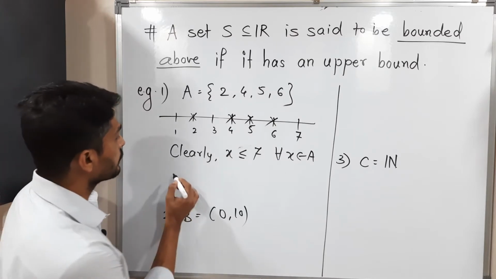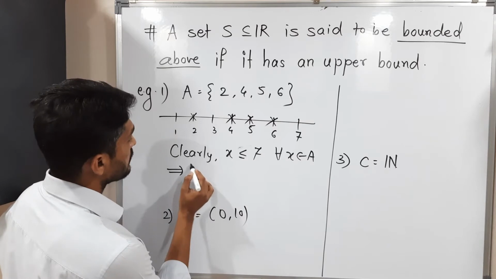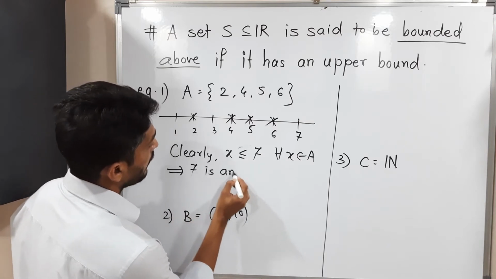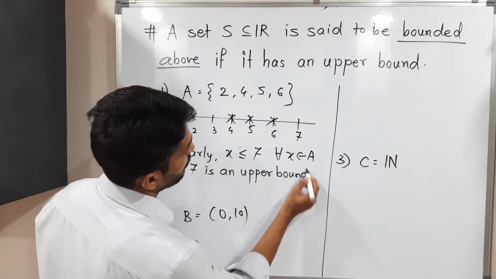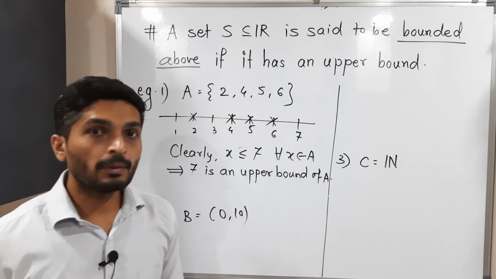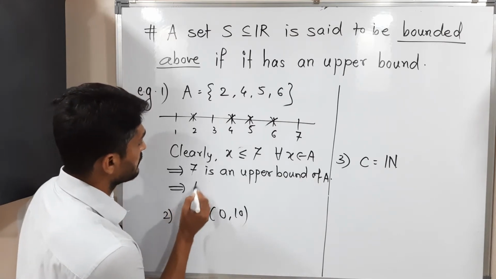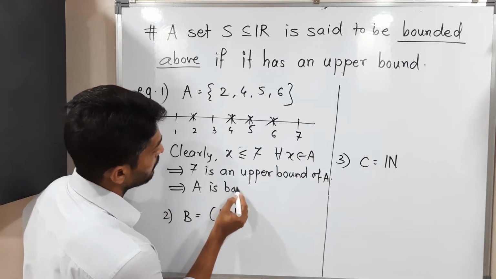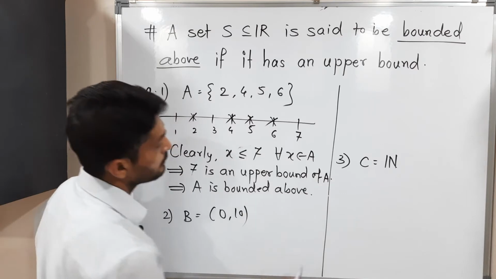But we are interested to know whether it has an upper bound or not. So therefore I will mention here, 7 is an upper bound of A. The given set A has an upper bound, so that's why we can declare A is bounded above. Therefore the given set A is bounded above.